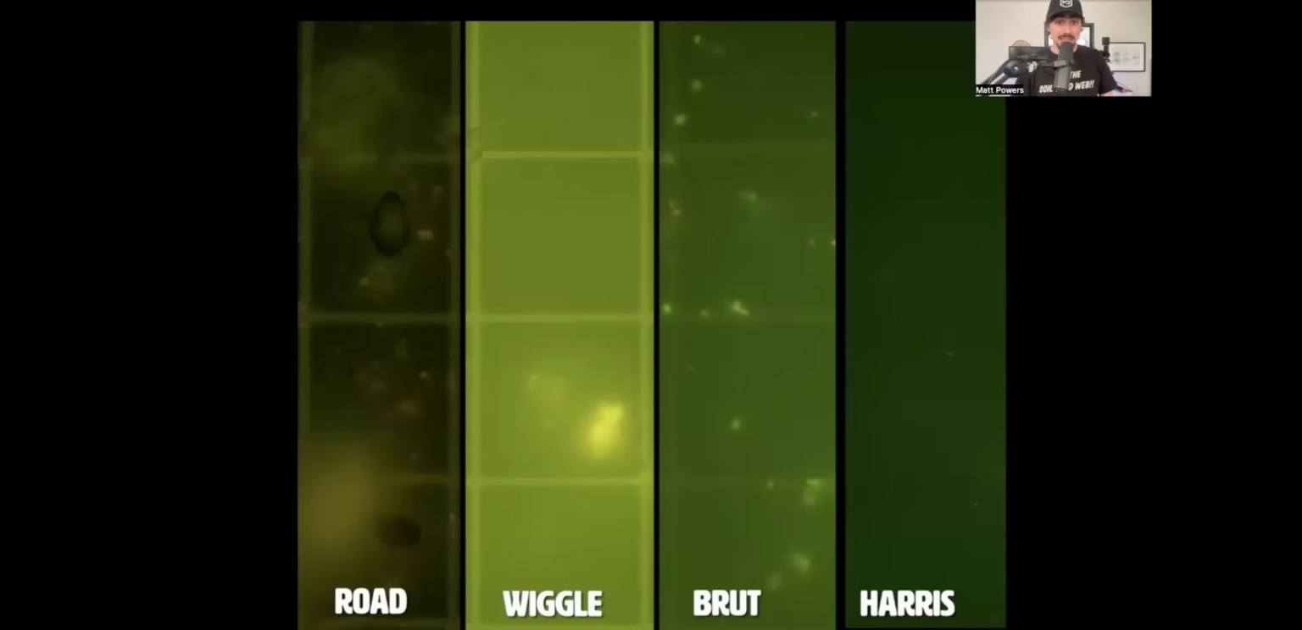One of the ways that I've streamlined that is actually to do viability tests side by side. So these were all stained with the same amount of stain, all the same dilution, but they're different samples of worm casting, and the amount of life in them determines how much of the dye is soaked up. So they soak up and eat the dye faster when there's more life. That's why my dirt road had more life in it than the Wiggle worm castings or the Brute castings or the Harris castings. Though Harris was the best out of the bagged commercial worm castings.